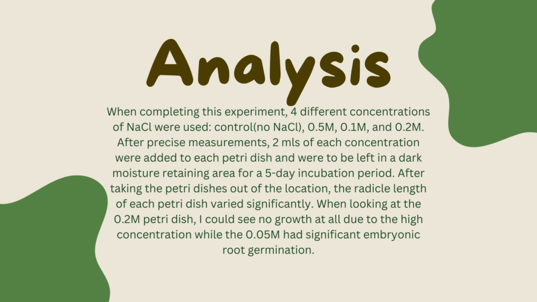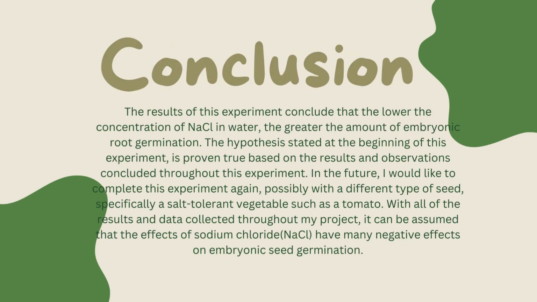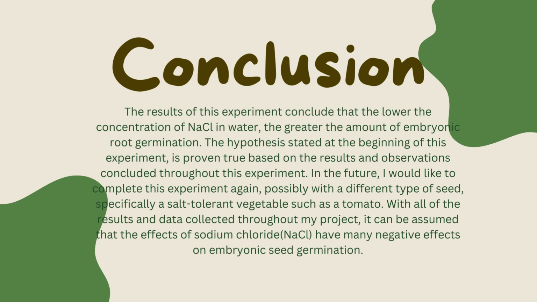After removing the petri dishes from the original location, the radicle length of each differed greatly. No growth was observed in the 0.2 M petri dish due to the high concentration. However, the 0.05 M petri dish showed considerable embryonic root germination. The findings of this experiment indicate that the lower the concentration of the sodium chloride in the water, the greater the amount of embryonic root germination. The hypothesis established at the beginning of this experiment has been confirmed based on the results and observations made throughout the course of this research.